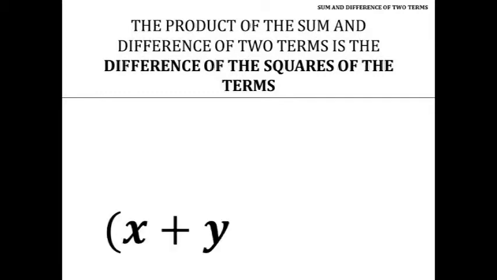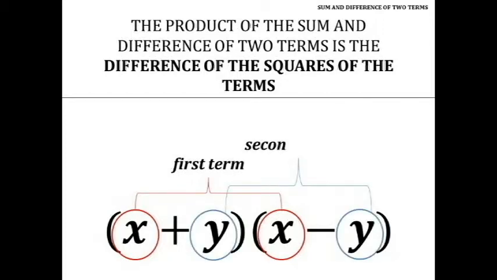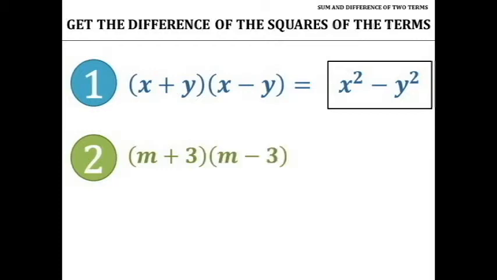In the expression x plus y multiplied to x minus y, x is what we call the first term, while y is what we call the second term. So now let's get the difference of the squares of the terms. First is x plus y multiplied to x minus y. In this expression, the first and the last terms are x and y respectively, so we simply get x squared minus y squared.